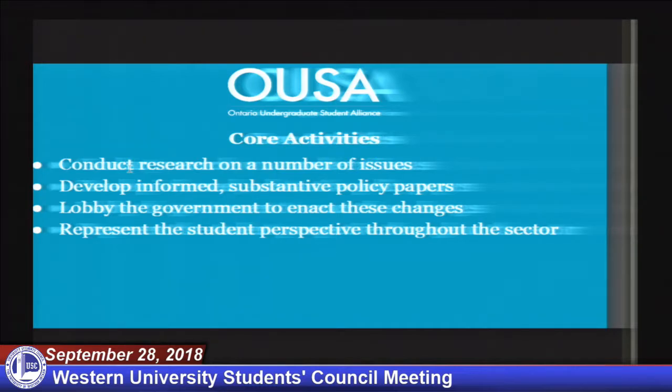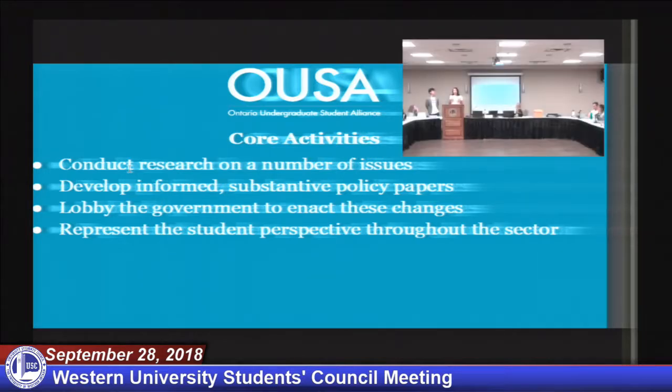And then finally, we also want to represent the student perspective throughout the sector. So there are quite a few decision makers and important stakeholders that don't include just the minister or the premier in Ontario. I like to say that anytime someone is talking about students in government or in one of our stakeholder groups, my phone should be ringing or Danny's phone should be ringing. We really want to be the voice at the table on behalf of students, regardless of who's talking about us and why they're talking about us.